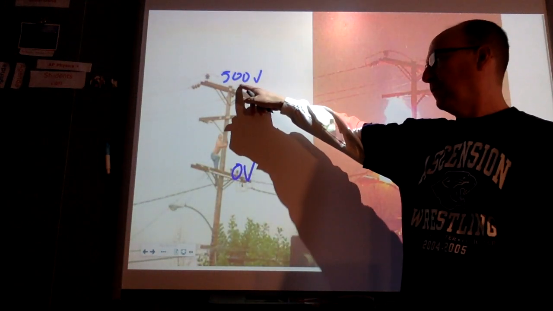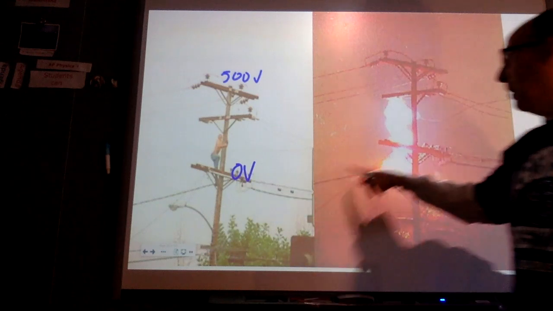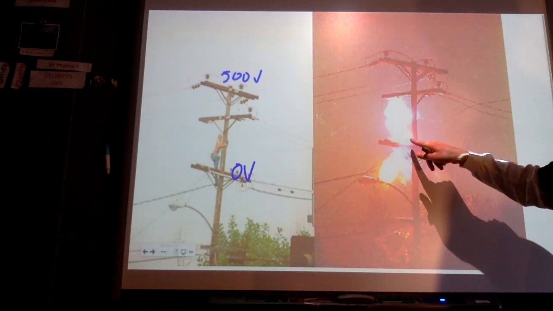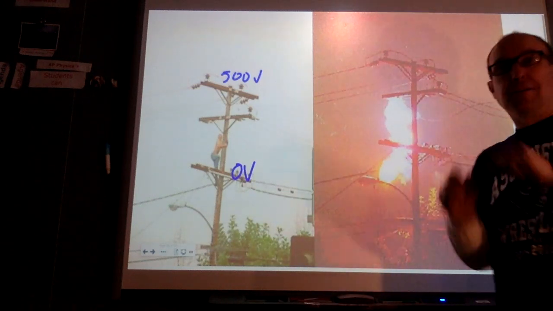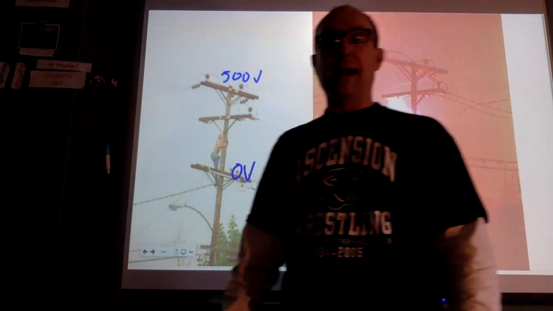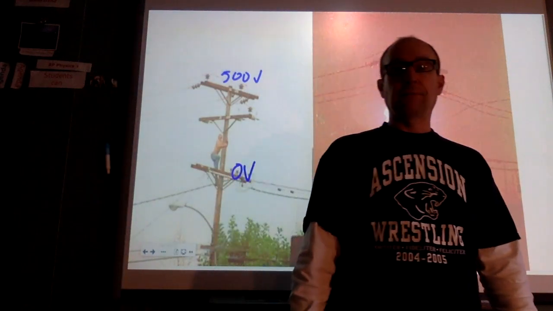This charge will flow from the high to the low, and this is a picture seconds later when he touches the high and the low. The flash made the camera make it look like it's dark out.